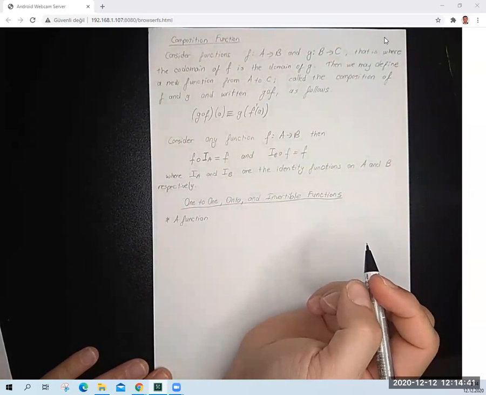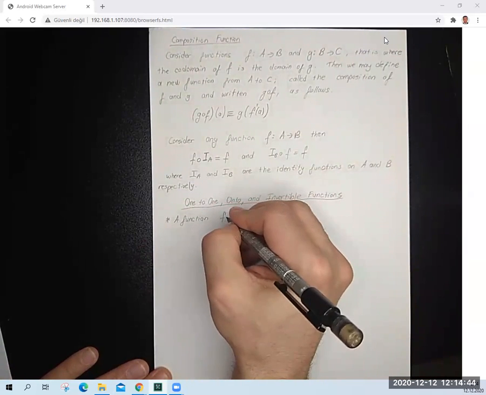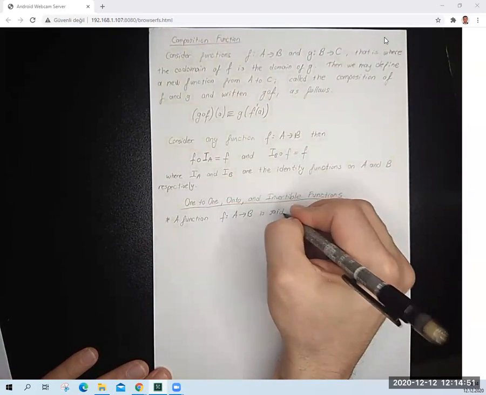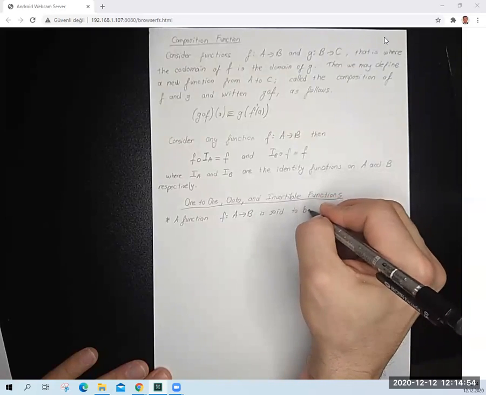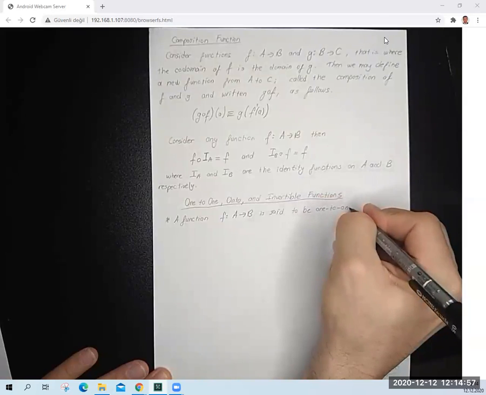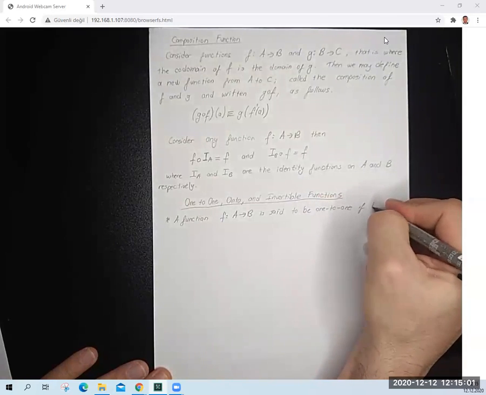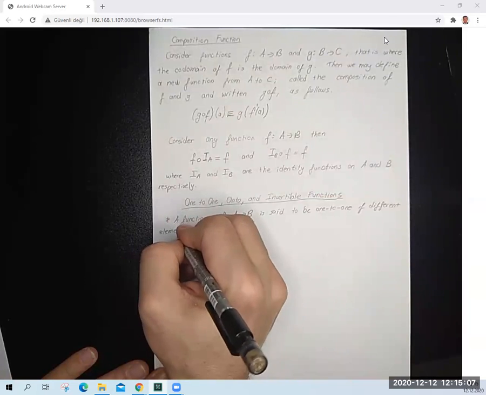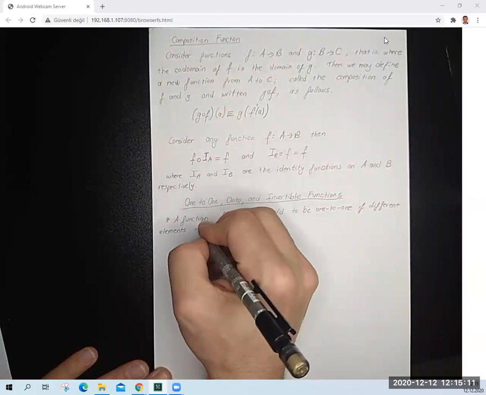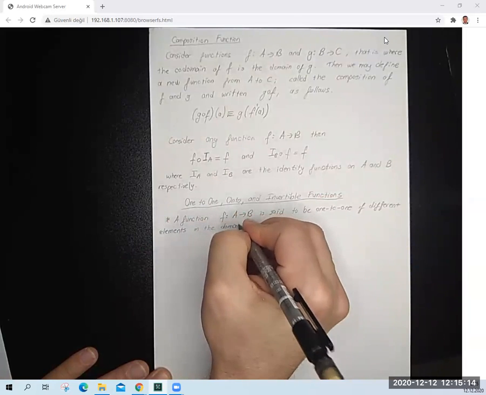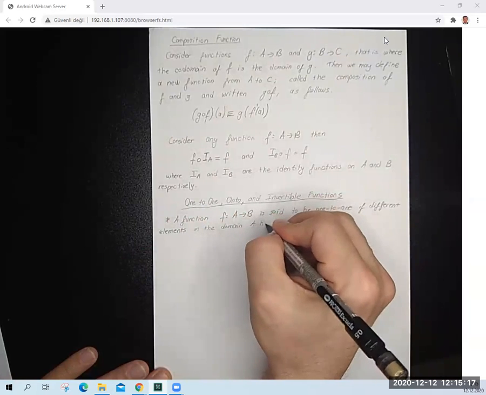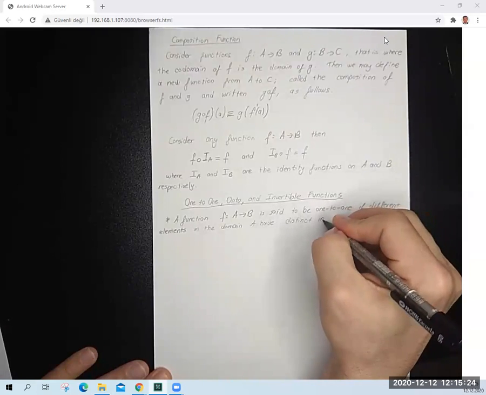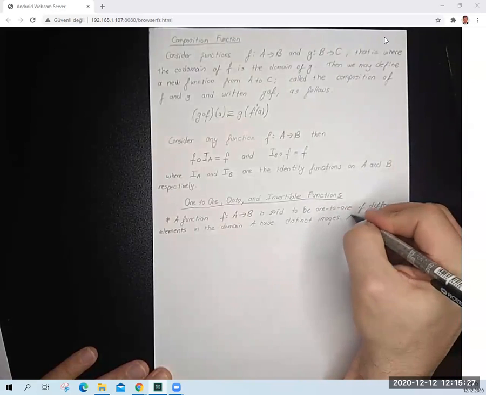I hope the connection is good right now. A function f defined from A to B is said to be one-to-one if different elements in the domain A have distinct images.